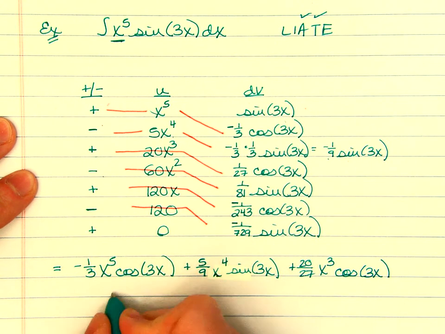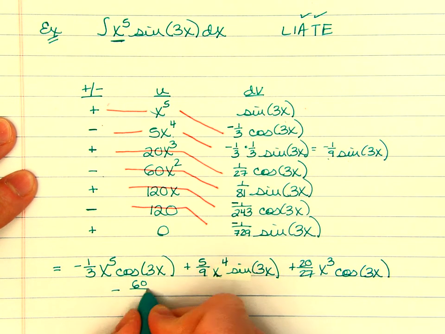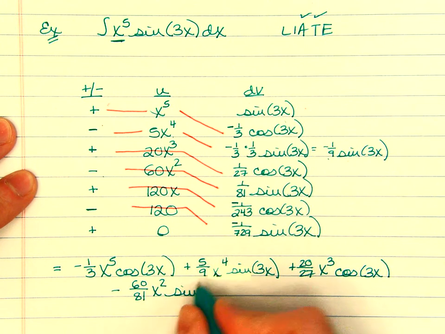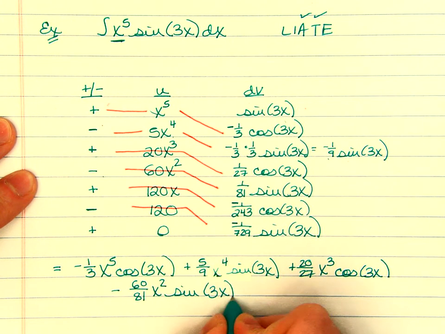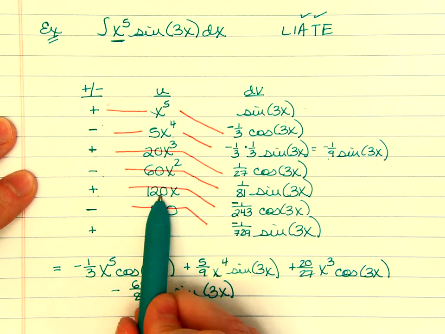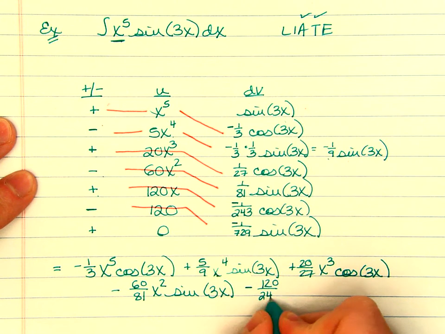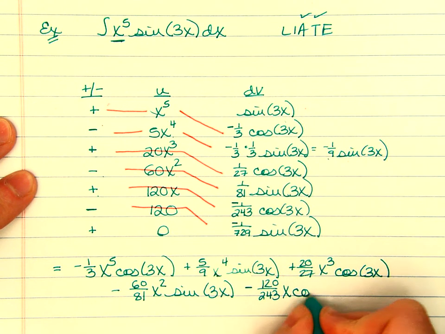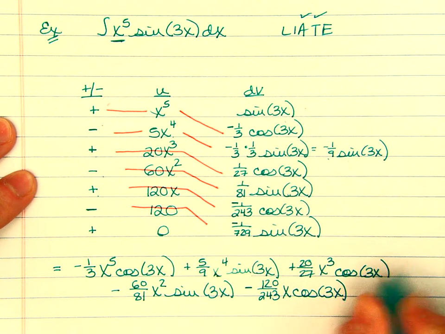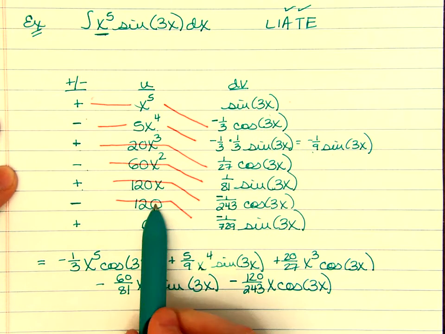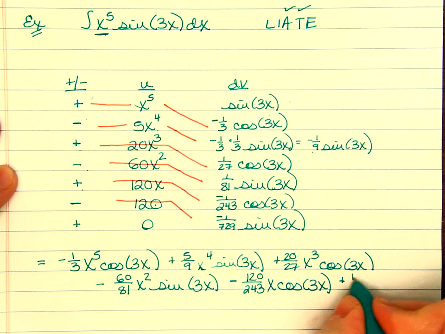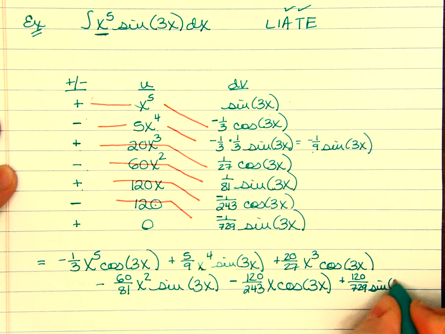I'm going to get minus 60 over 81. I bet I can simplify that. I'll do that in the next step. x squared times the sine of 3x. A positive, a negative. I'm going to get minus 120 over 243x cosine 3x. A negative, a negative will give me a positive, so positive 120 over 729 sine 3x. I'll stick a plus c at the end.